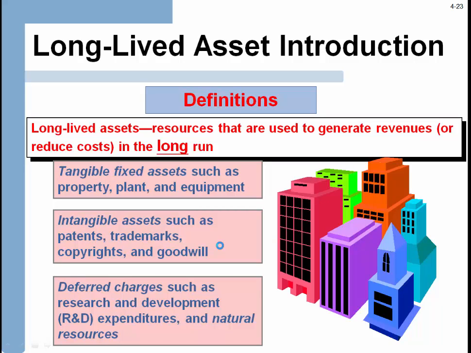Okay, long-lived assets or fixed assets. This is stuff where you have tangible fixed assets. Property, plant, and equipment is one of the things you might hear these called, or fixed assets is another term. And then you have intangible assets. We touched on all this already. And then you have these deferred charges for research and development and natural resources. Natural resources are going to be oil and gas, etc. And you notice the key word here is long run.